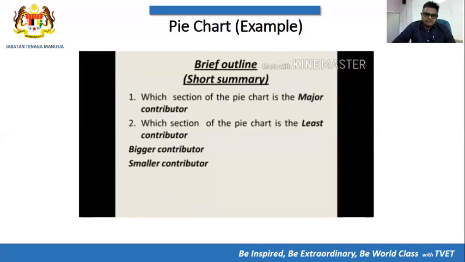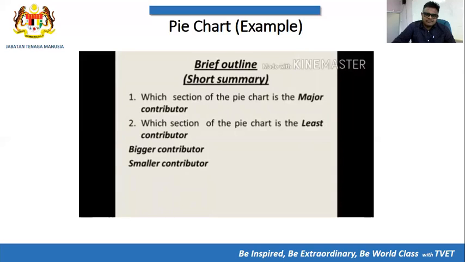Now, next what we need to do is start with the brief outline, that is the summary. We need to give a summary for the above pie chart. Now, what will be the summary? The summary you need to give is to talk about the major contributors, that is the major sectors, and the least sectors.